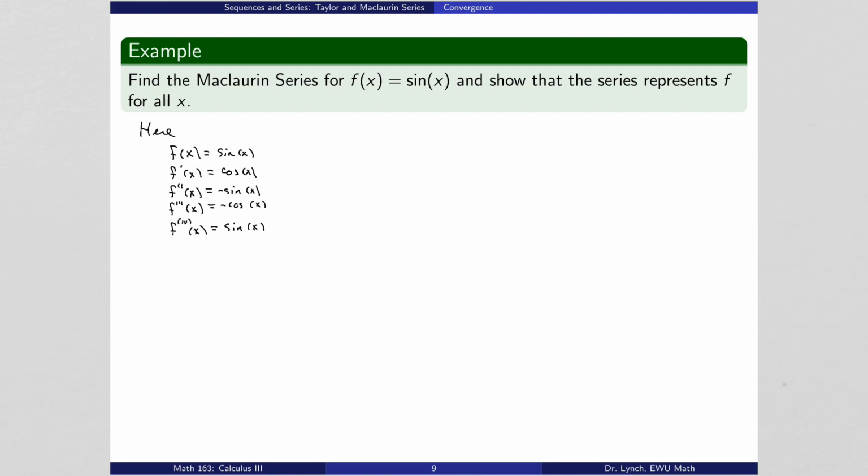Now go ahead and plug in 0 and you'll see that we get a lot of terms that simplify pretty nicely. So the function at 0 is 0, the derivative at 0 is 1, the second derivative at 0 is 0, the third derivative at 0 is negative 1, the fourth derivative at 0 is 0, and you can see that pattern repeats. So here's the Maclaurin series for sine of x.